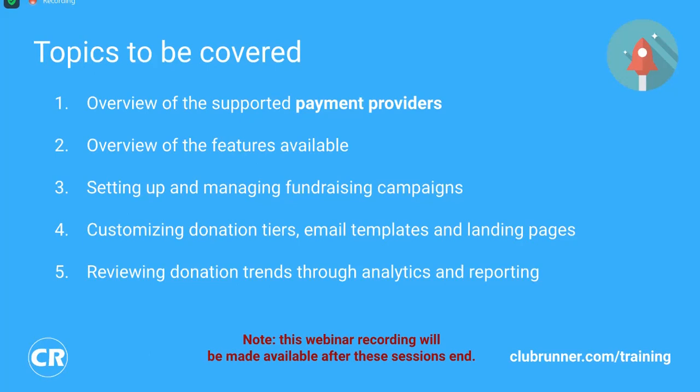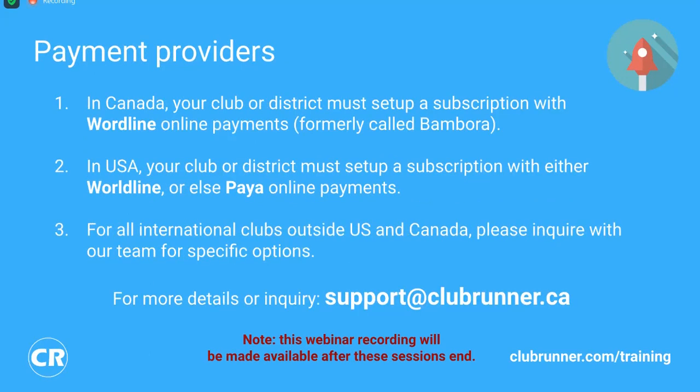So I'm going to get started right away with the payment providers. Now, I just wanted to bring up this slide so that you have something to look at. In Canada, your club or district must set up a subscription with what's called Worldline Online Payments. This used to be called Bambora. In the US, your club or district must set up either with Worldline, what used to be called Bambora, or Paya Online Payments. For international clubs outside the US and Canada, please inquire with us. For details, please email support@clubrunner.ca.